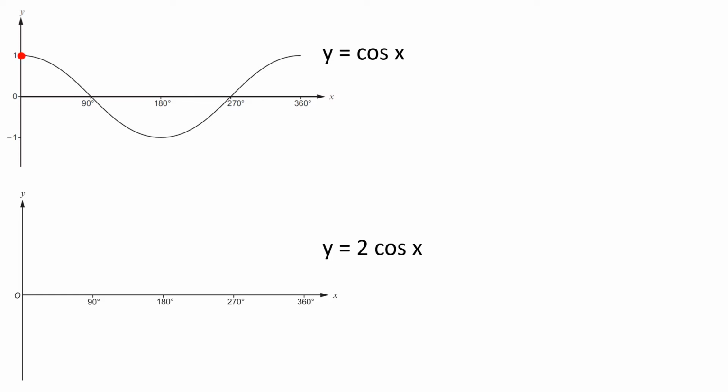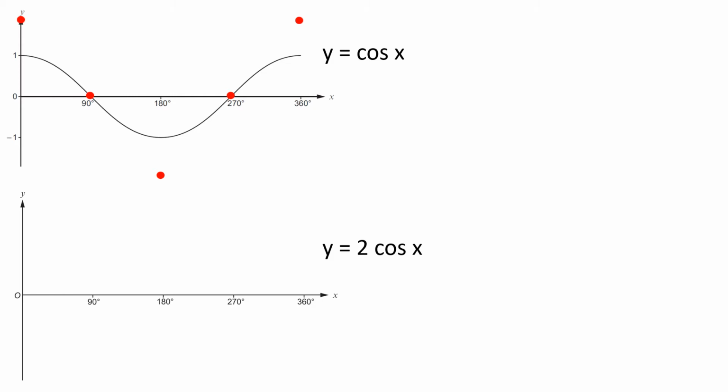But if we think about x equals 0, cos of 0 is 1, so 2 cos of 0 is going to be 2. 90, cos of 90 is 0, so 2 cos of 90 is twice 0 is 0. And similarly, we've got 180. That's minus 1. If we double that, that takes us to minus 2. 270, cos of 270 is 0. If we double it, it's still 0. 360, cos of 360 is 1. If we double that, it will take us to 2.